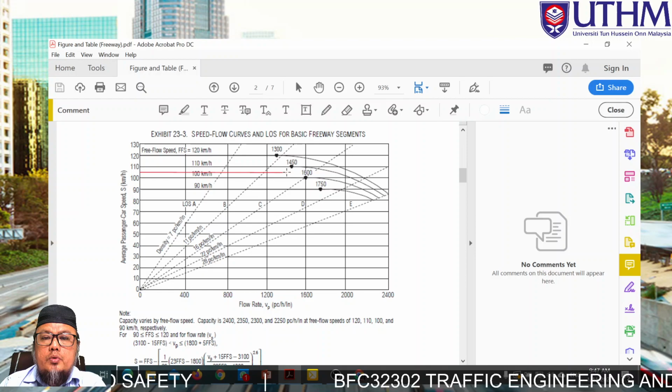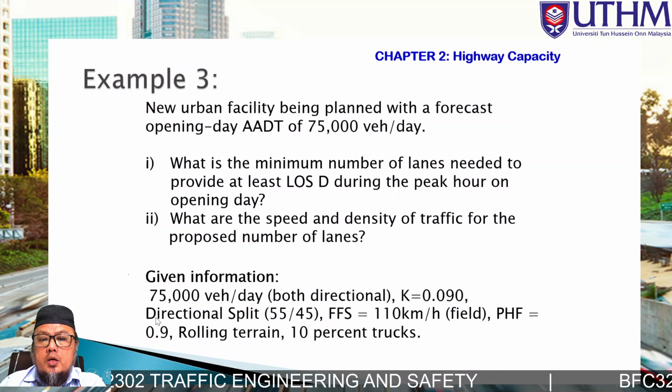Next, this example. A new urban facility is being planned, with forecast opening AADT, which represents annual average daily traffic, of 75,000 a day. So the volume you have to convert to hourly volume. Later I will show. What is the minimum number of lanes needed to provide at least level of service D? What are the speed and density for that number of lanes? This question requests the number of lanes to be proposed. Extra information: they have a K factor, which we will look at further, and the directional split of 55/45. FFS is given, rolling terrain and 10% trucks.